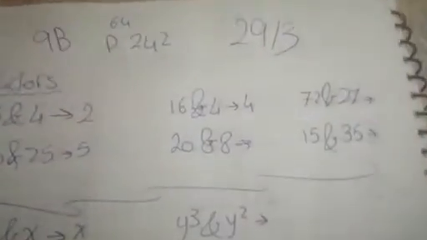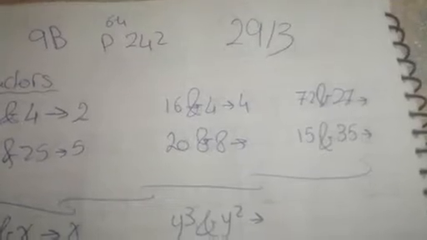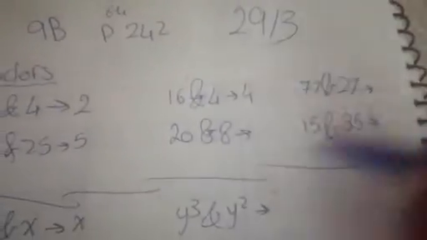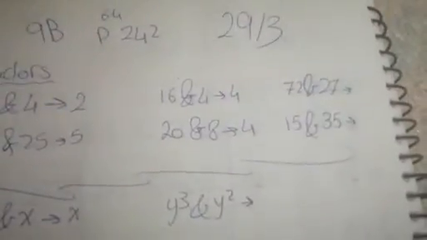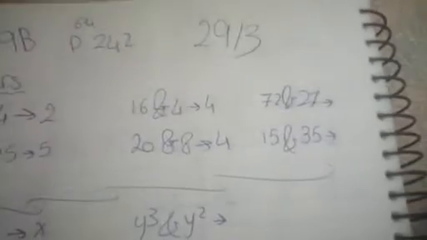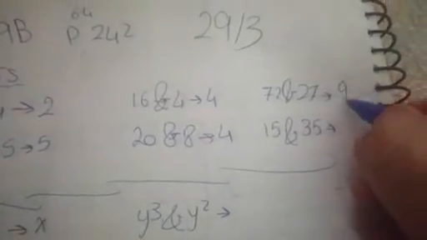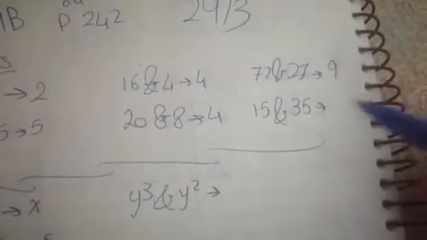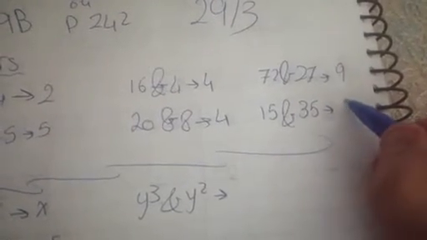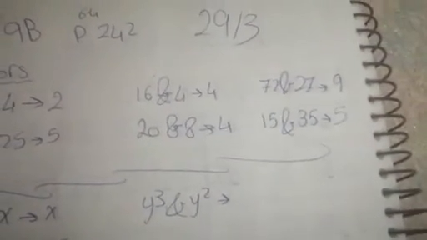20 and 8 both are even, so both are in the multiplication table of 2, but we can take both are in the multiplication table of also 4. We can take the 4 common, right? 72 and 27 both are in the multiplication table of 9. And the last one, 15 and 35, both are in the multiplication table of 5. Okay, let's see some different questions.